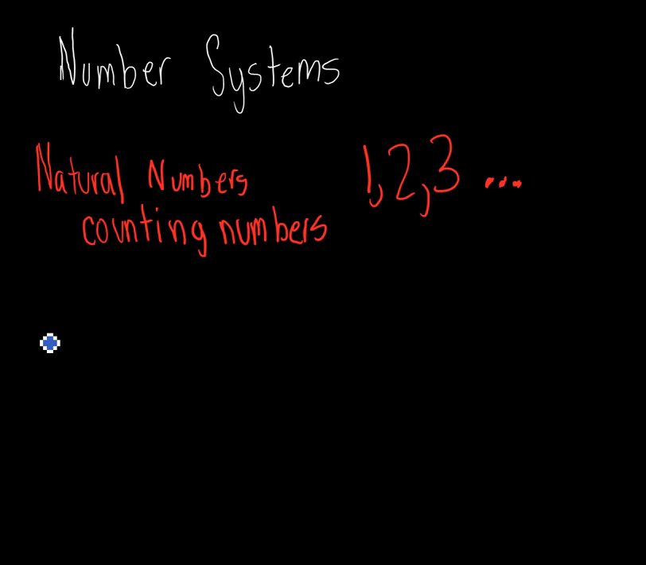The next group of numbers are the whole numbers. Whole numbers also do not contain any fractions or decimals. The whole numbers are all the natural numbers, including 0.